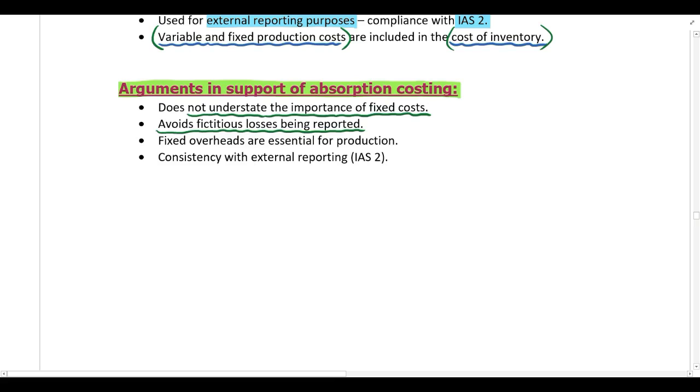Another advantage of absorption costing is fixed overheads are essential for production. A company cannot produce the units that they need to produce without incurring fixed costs. So therefore, fixed costs should be allocated to units produced. And lastly, we also know that absorption costing complies with IAS 2. So if we are required to prepare financial statements for external use, we need to make sure that they comply with IFRS or IAS 2. And in that case, absorption costing must be used.